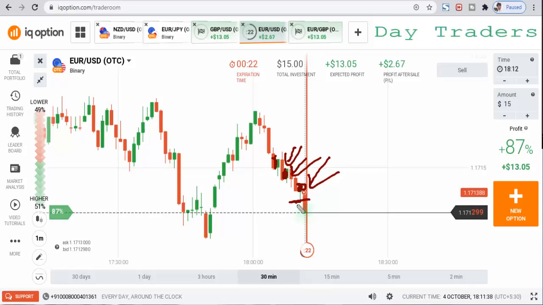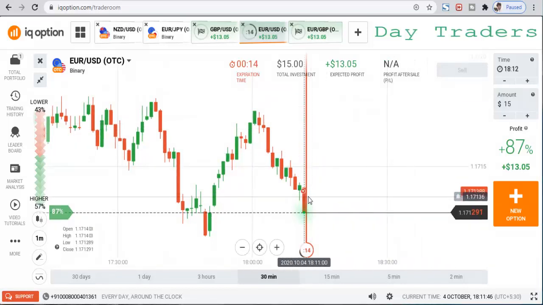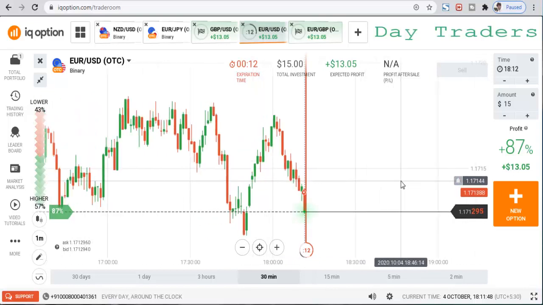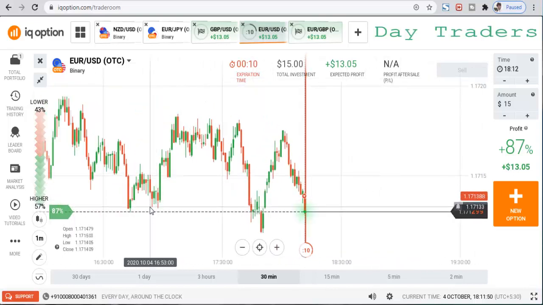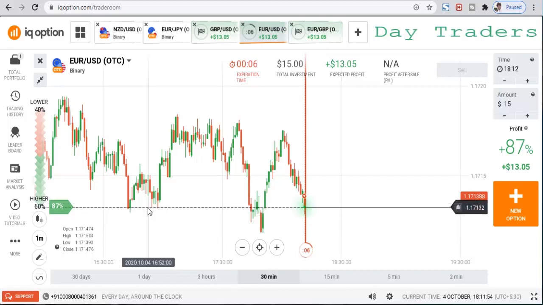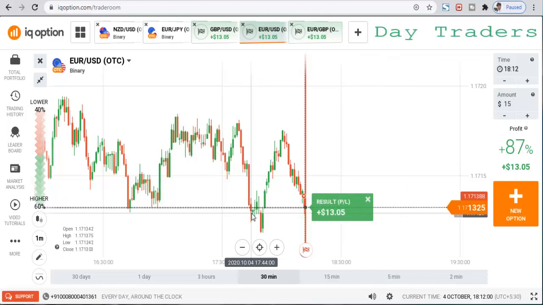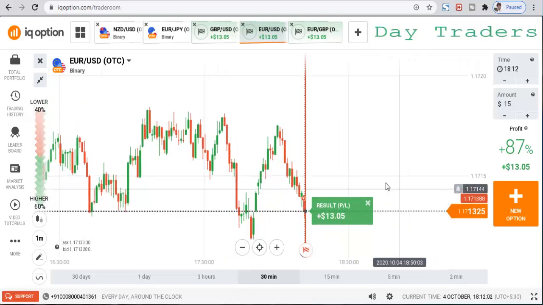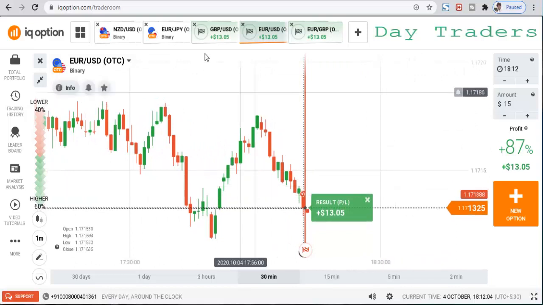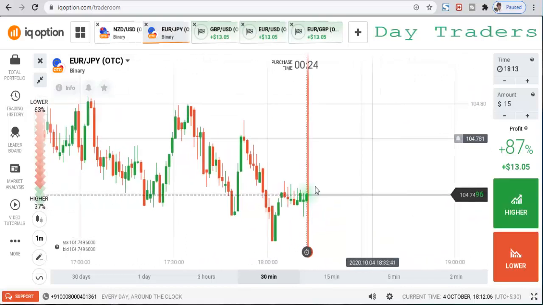The next buyer's entry point is here. There is a gap. This is very strong momentum, so this strong momentum will confirm a fill of this gap. So that's the reason I will place a lower option. Okay. Next major support level is here. Okay, this is also a winning trade. Let's check the next pair.